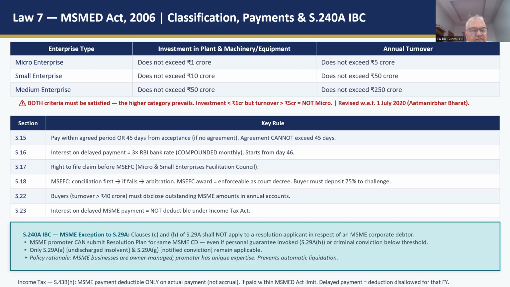Section 22 says that if the buyer's turnover exceeds 40 crores, then it must disclose outstanding MSME amounts in annual accounts while furnishing its tax audit report. And that outstanding amount is disallowed. Section 23 talks of interest on delayed MSME payment. It is not deductible under the Income Tax Act.